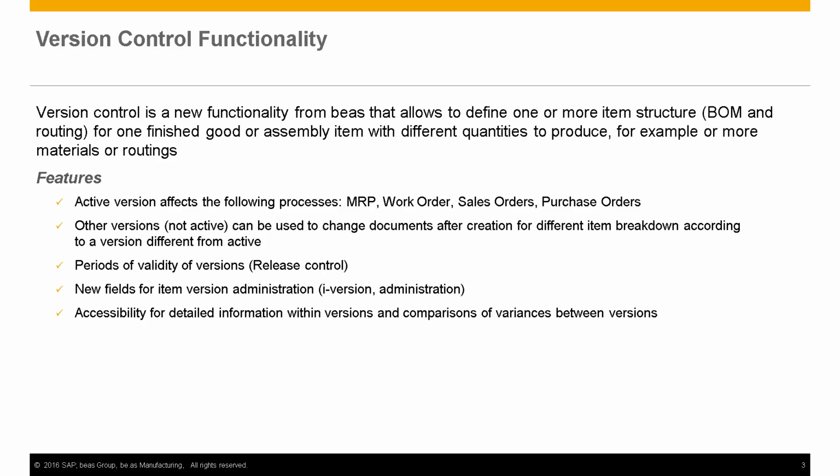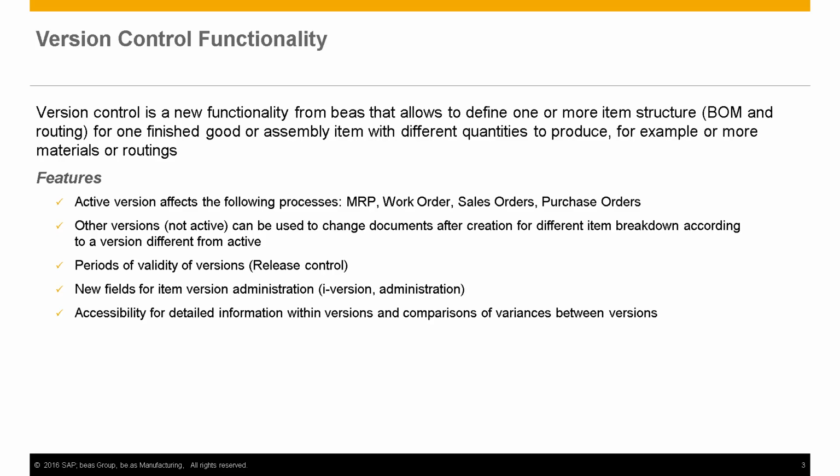We have release control, which includes periods of validity of the versions. For example, if you have a promotion for only a month, you can activate that version only for that specific period of time, and then after that use a different version.